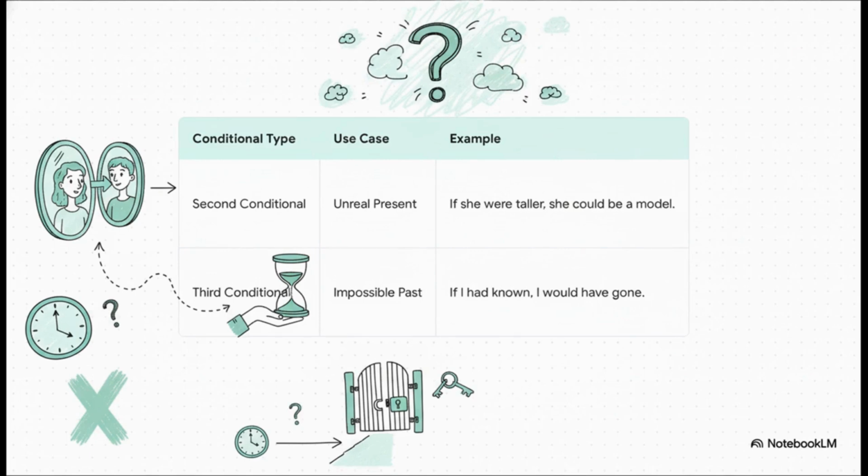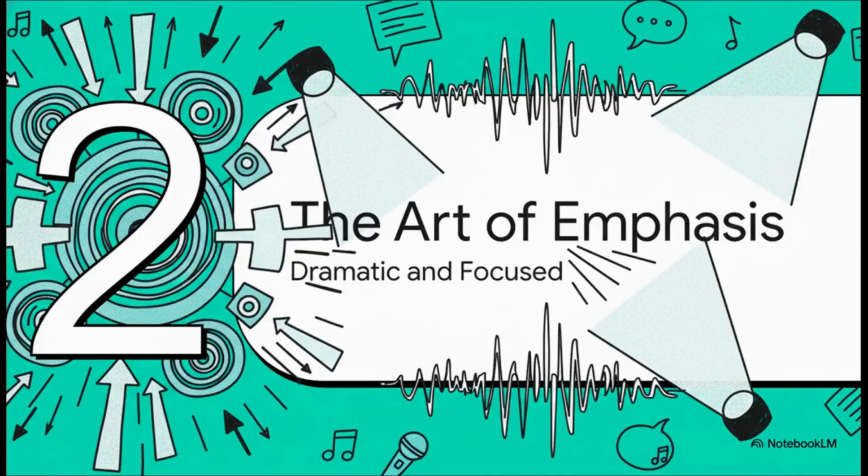Okay, so the engine is running smoothly with our verb logic. Now it's time to add some style, some flair. This next set of tools is all about emphasis. It's how you grab your listener's attention and guide them to the most important part of what you're saying.